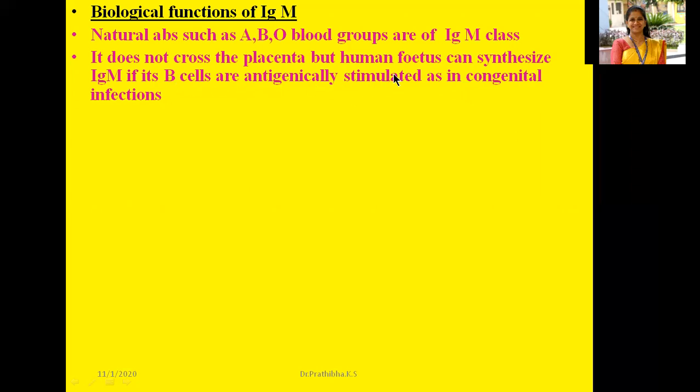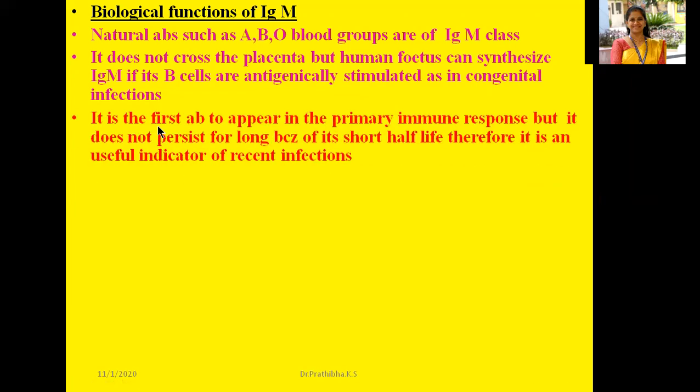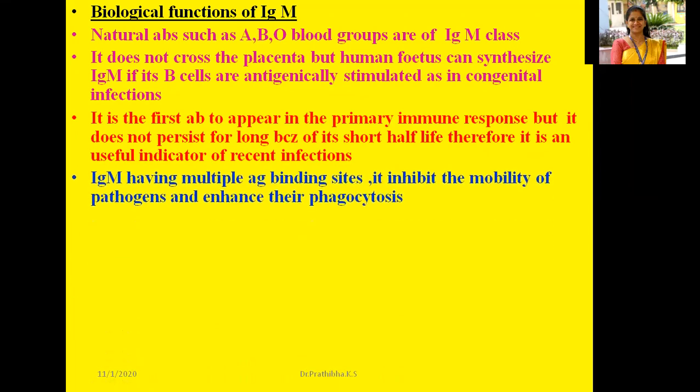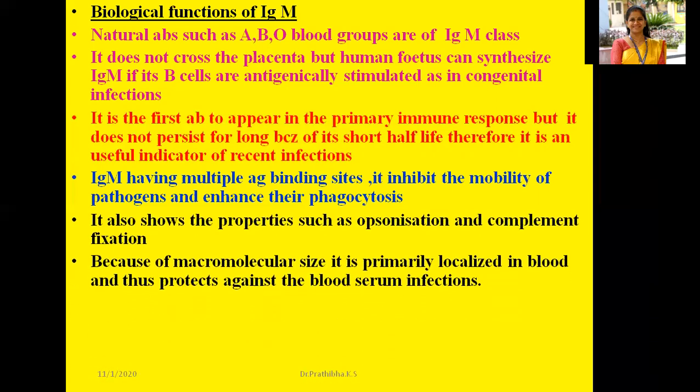Okay, so we can say here the human fetus can synthesize IgM in the earliest condition. That's why it is also known as the earliest immunoglobulin. It is the first antibody to appear in the primary immune response, but it does not persist for long because of its short half-life. Therefore, it is a useful indicator of recent infections. It means it is going to act like a biological indicator, or a diagnostic tool, to understand whether the body got infected or not.